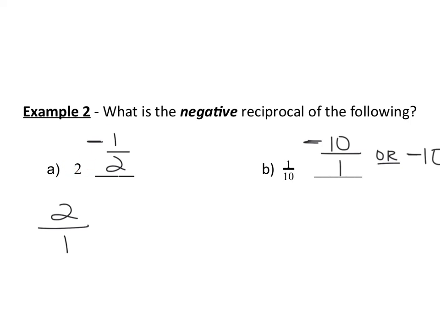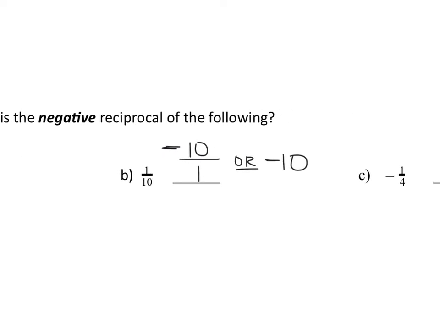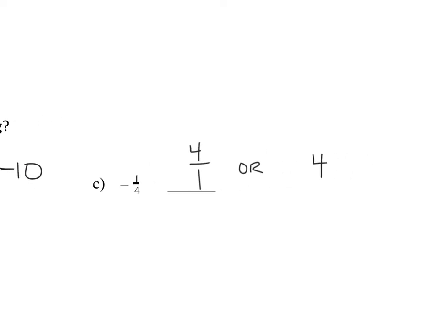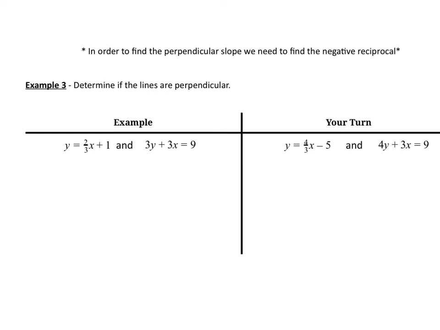If we go back and take a look, if we started with a positive number, our negative reciprocal ended up being negative. Same in question B, we started with a positive number, our negative reciprocal ended up being a negative number. But when we start with a negative number and take the negative reciprocal, we end up with a positive number. So in order to find a perpendicular slope, we need to focus on identifying the negative reciprocal. That's what we're going to do in this next example.